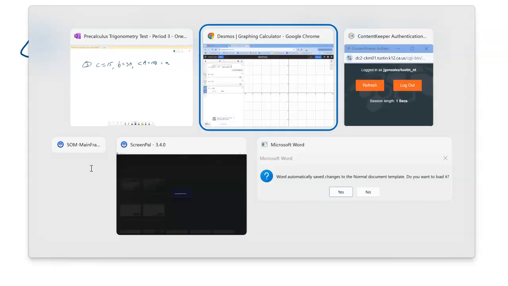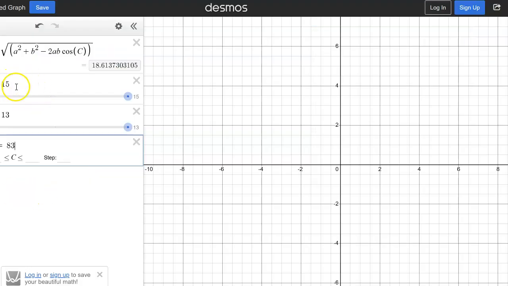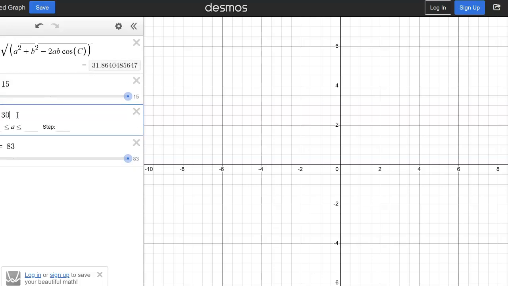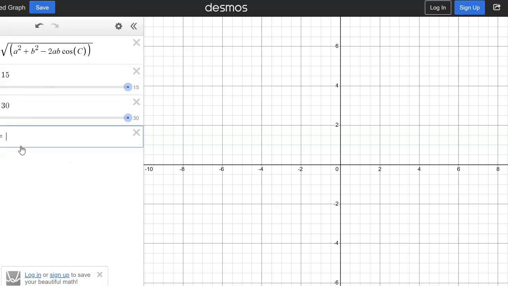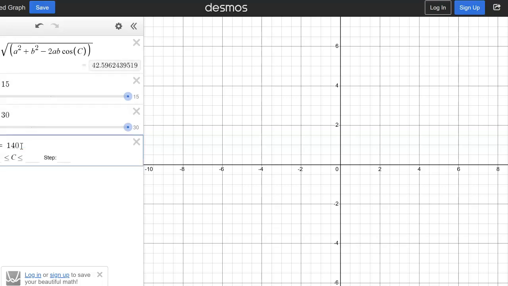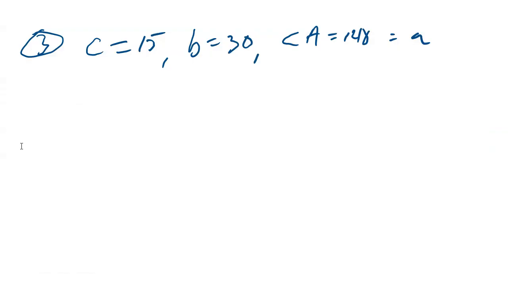Let's see, I got my formula. Let's see, 15, 30, and an angle of 140. 42.6. 42.6 is correct. Nice. All right, on to the next.